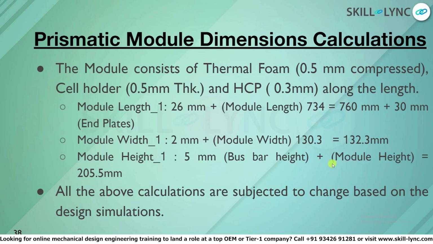And then we have a bus bar height which is 5 mm, and we add that to the module height, it becomes 205.5 mm, and we put a cover on top of it which gives the extra 10 to 15 mm needed. So all these 5 mm, 2 mm, 26 mm are all assumed dimensions as per the design simulations. All these values would definitely change if a proper analysis is done according to the cell available. So the analysis drives all these dimensions needed. These are just for information on how these dimensions play a major role in deciding the module overall dimension.